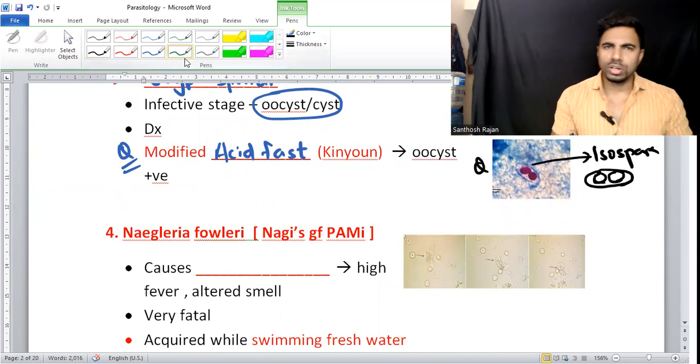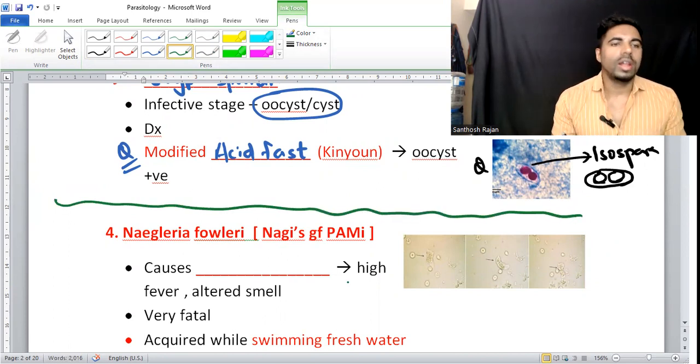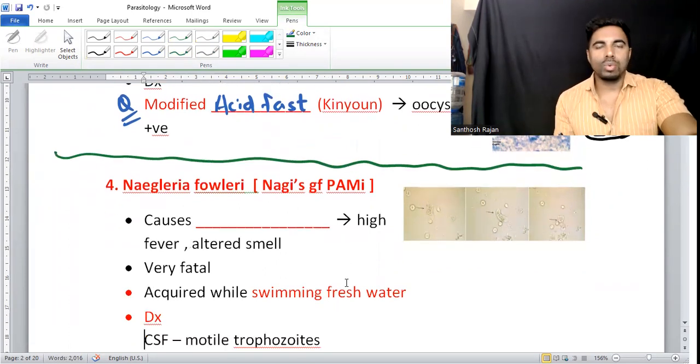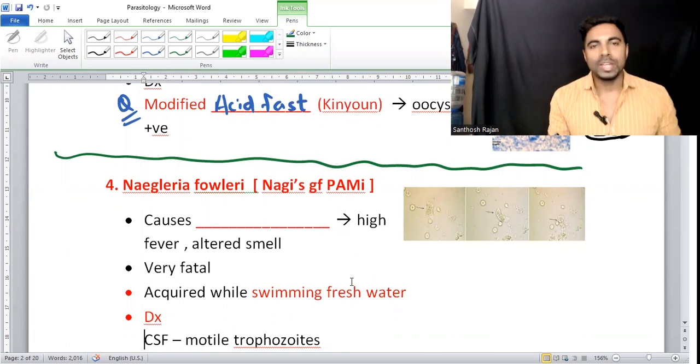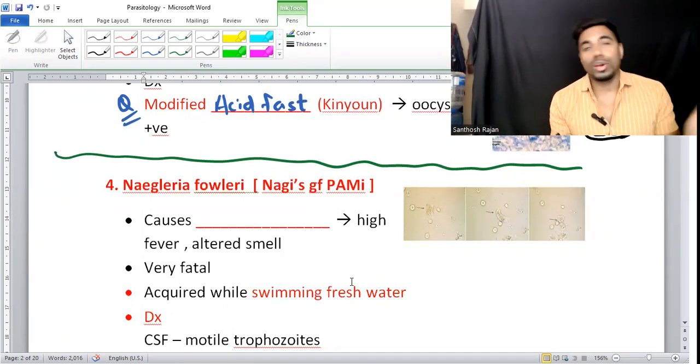Free living amoeba, freshwater or water living amoeba. The first one is Naegleria fowleri. In Naegleria fowleri, one thing I want you to remember, please don't forget: Negi has a girlfriend called Pammy. That's the question they'll ask. Negi's girlfriend? Pammy. Whatever you want, you remember.